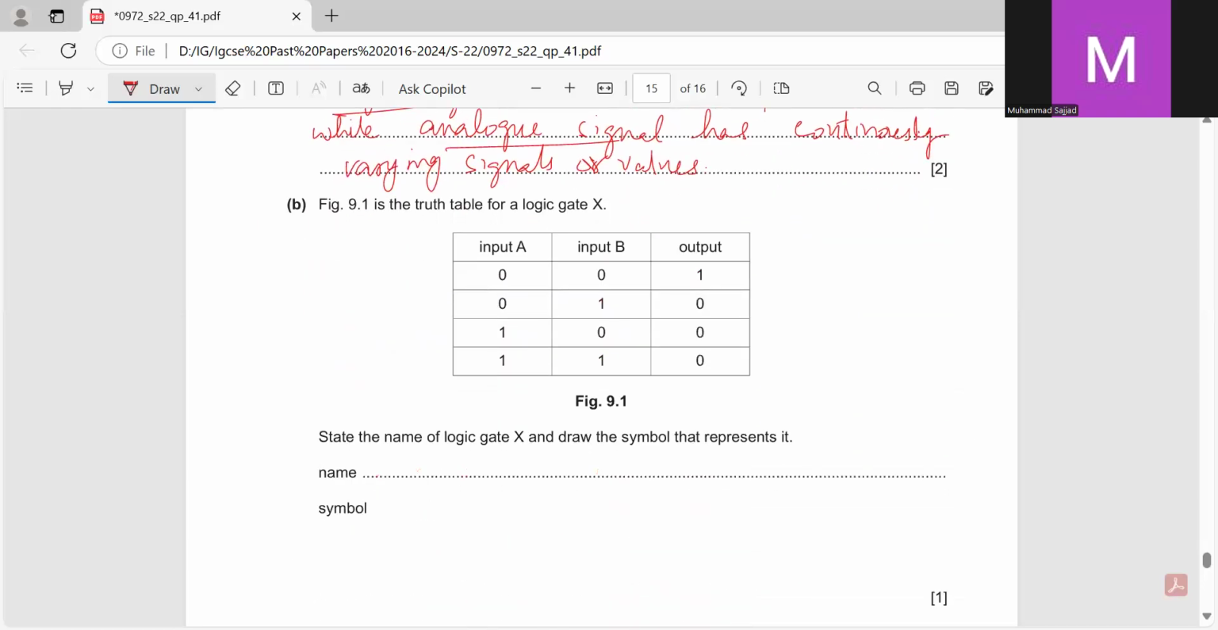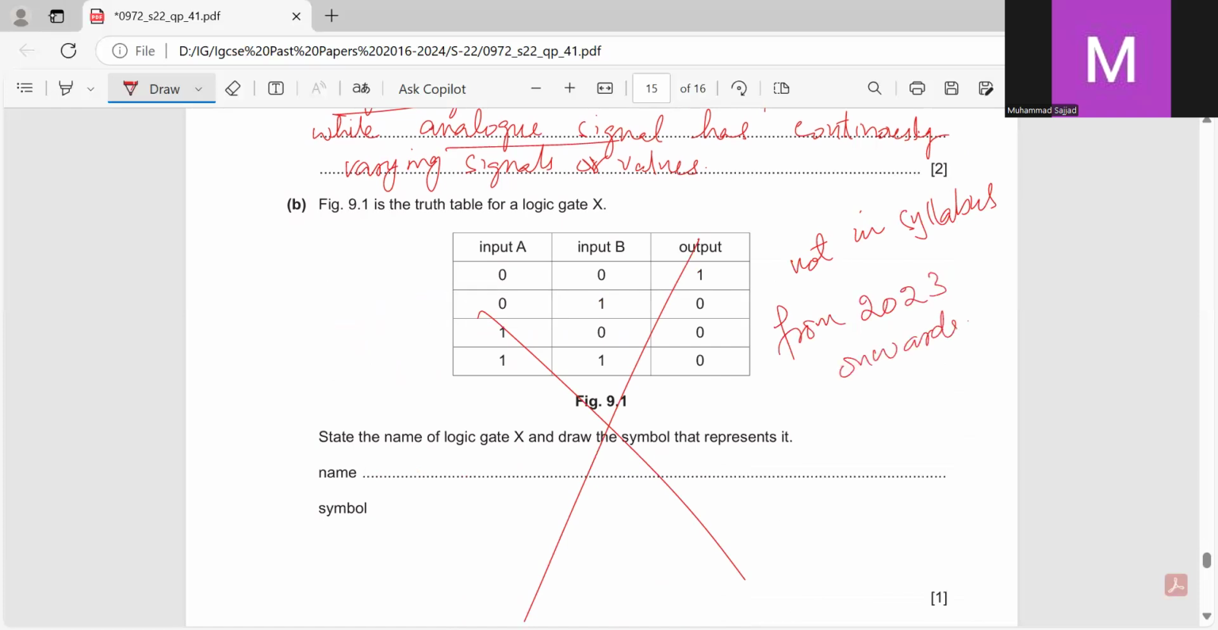Now, my dear friends, these logic gates are no more with us, not in the syllabus from 2023 onwards.